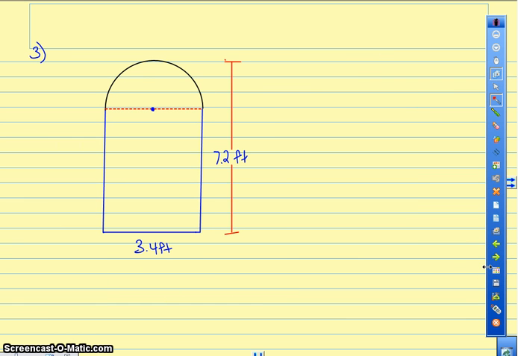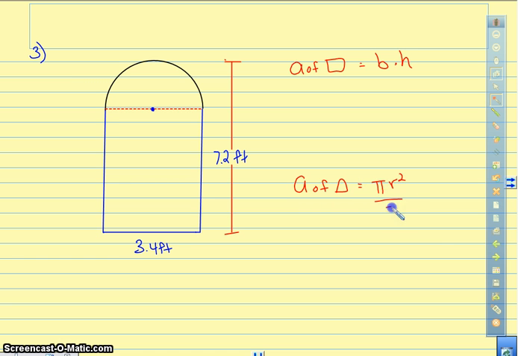Okay, same thought process here. I have a rectangle and I have a half circle. So I'm going to take base times height. And then here I'm going to take pi times radius squared, and once again cut it in half, divide that by 2. All right, for this one you have to put a little bit more work in again.